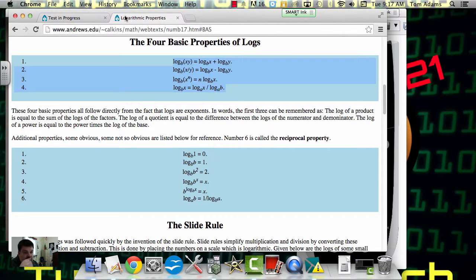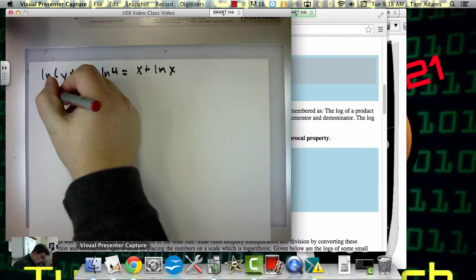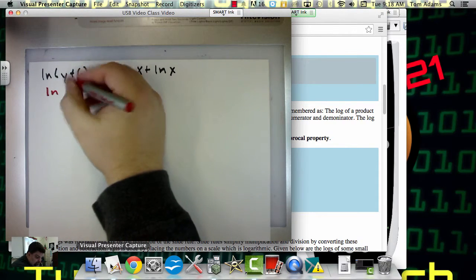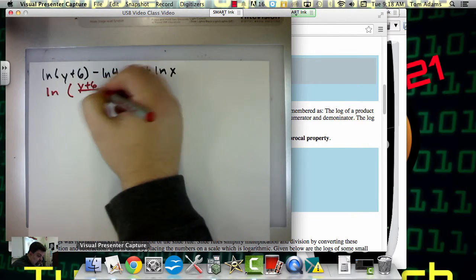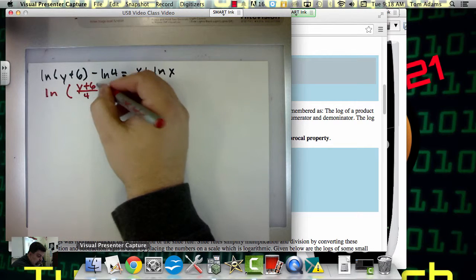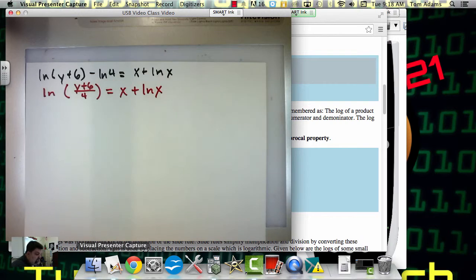And so when I have a difference of logs with the same base, it's the first one over the second one. In other words, what I could do is I could say the natural log of y plus 6 all over 4 is equal to x plus the natural log of x. Okay? Does that make sense?